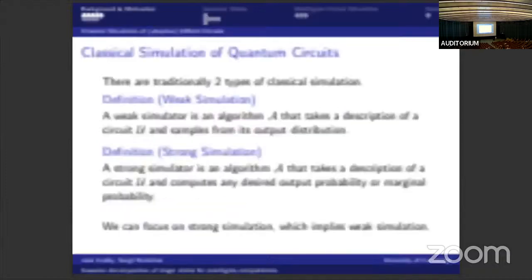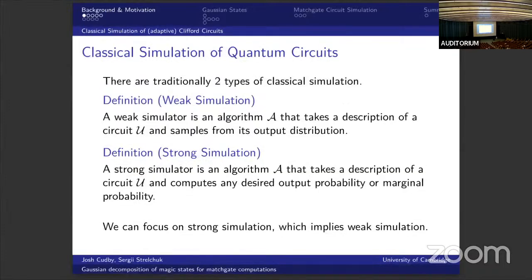So let's get started. What do I mean by classical simulation of quantum circuits? Traditionally, we've got two types of simulation. We have weak simulation, which are algorithms which take a description of a circuit and sample from the output distribution. And we have strong simulation, where we have algorithms that take a description of a circuit and compute any desired output probability or marginal output probability. As you might expect, strong simulation implies weak simulation. For the purpose of this talk, we're just going to assume simulation means strong simulation.